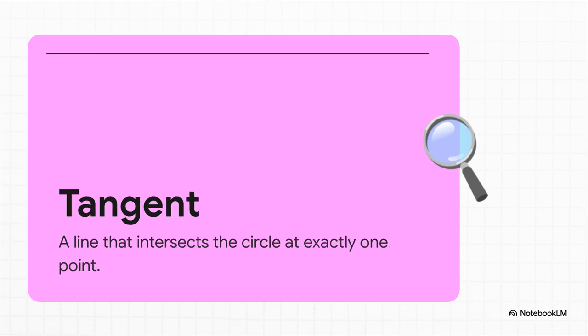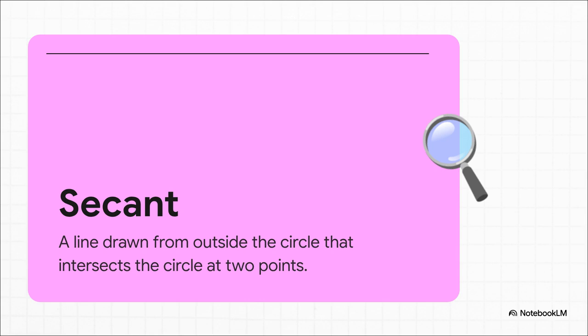Next, you've got the tangent. Now, this is a line that just skims the outside of the circle. It touches it at one and only one single point before it keeps on going. It's like a gentle little tap, not a slice. And finally, the secant. If a chord is a shortcut that stays inside the circle, a secant is like a highway that just plows right through it, hitting it at 2 different points. So we've got chords, tangents, and secants. Got it? Good. Now we're ready for the really cool stuff.